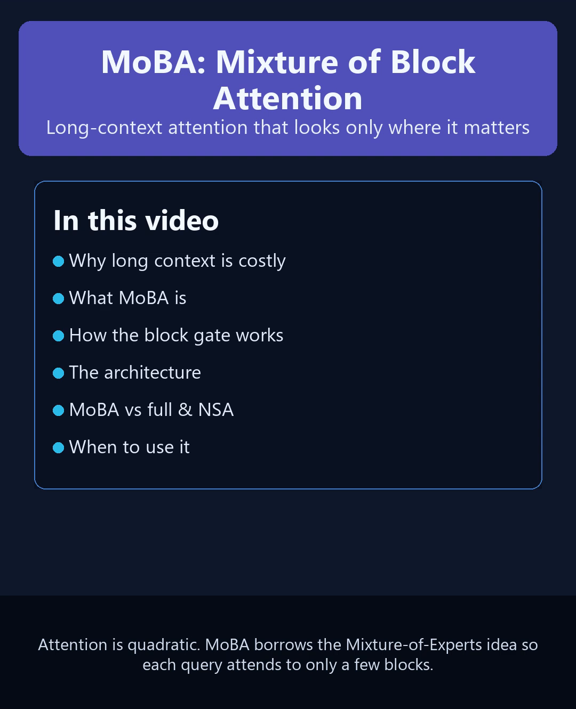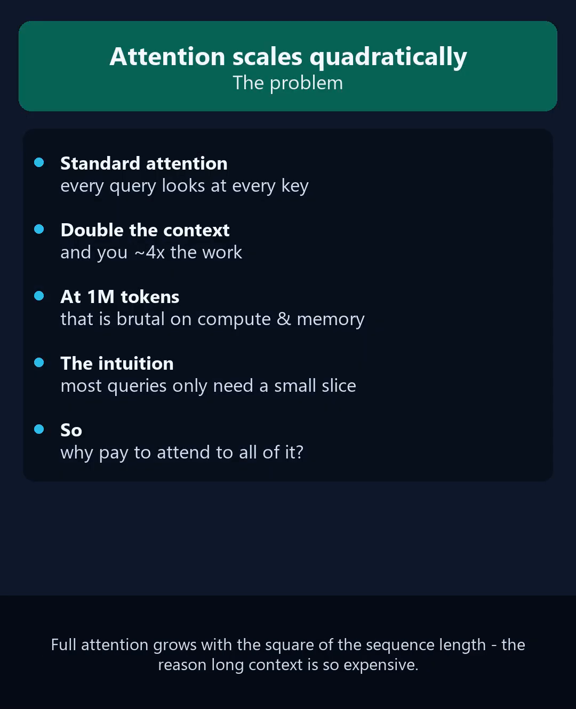Attention is what lets a language model connect every word to every other word, but that power has a cost. It grows with the square of the sequence length. At 1,000,000 tokens, that is brutal. MoBA, or mixture of block attention from Moonshot AI, fixes this by borrowing an idea from mixture of experts. In this video: the long context problem, what MoBA is, how it works, its architecture, how it compares, and when to use it.